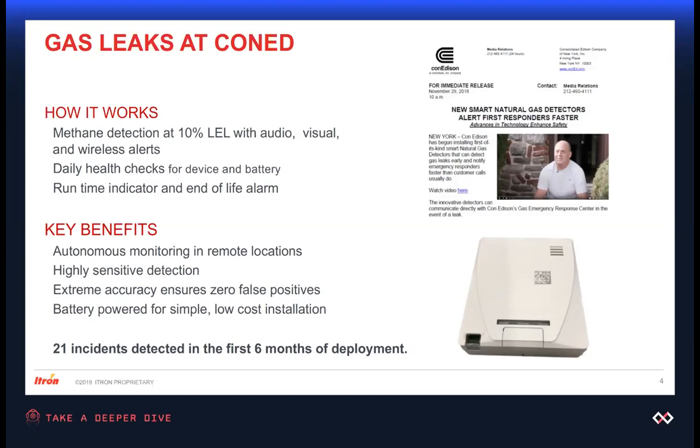The device is 100% battery powered and alarms at 10% LEL. That stands for the lower explosive level. When a device alarms, it sends a message across the Itron communications network to the back office. The device also has an audible and visual alarm similar to a residential smoke detector.